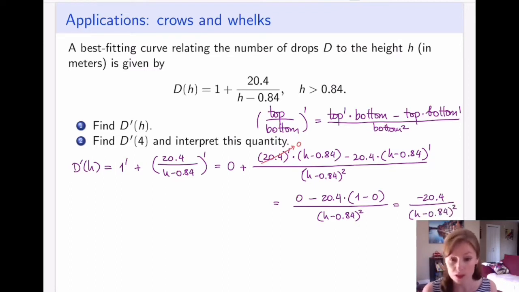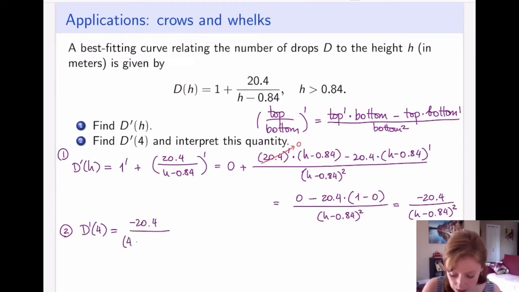Okay, this is my derivative, so this is part 1 of the question, and part 2 says find the derivative at 4. So now I just have to plug in 4 into my expression for the derivative. Let me write this out for completeness here. 4 minus 0.84 squared, which turns out to be approximately minus 2.04. And now what are the units?